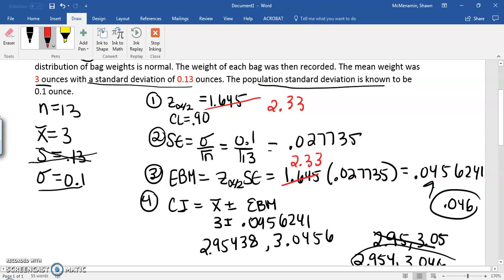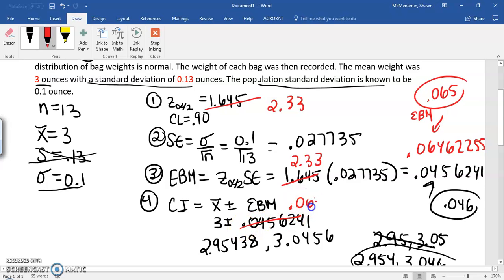2.33 times 0.027735 gives you 0.06462255. This is your error bound for the mean. If you rounded, that would be 0.065. And then your x bar is still 3 plus or minus the 0.06462255. I'm going to store the 0.06462255 on my calculator.